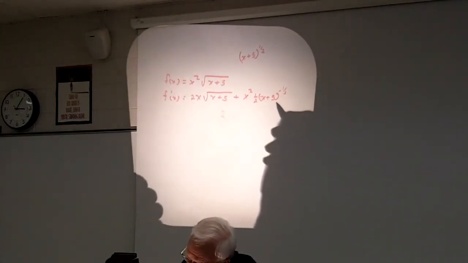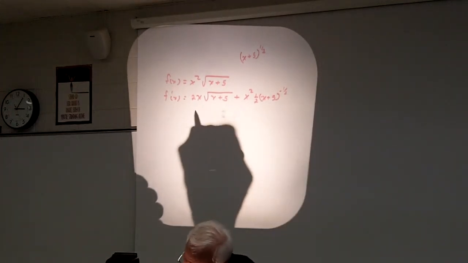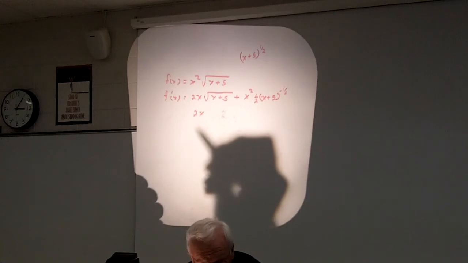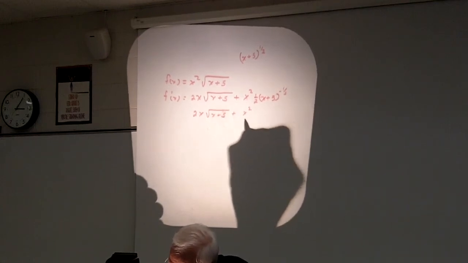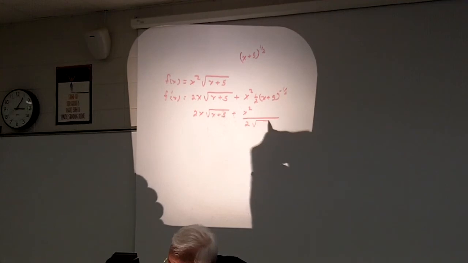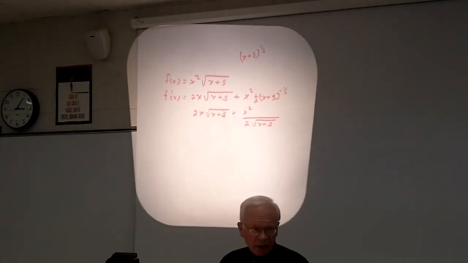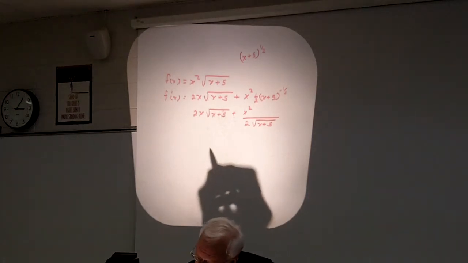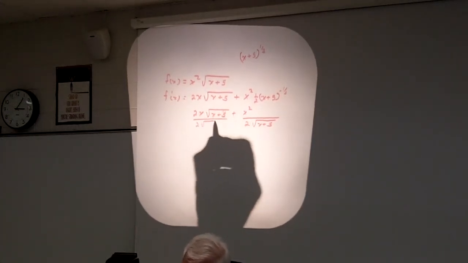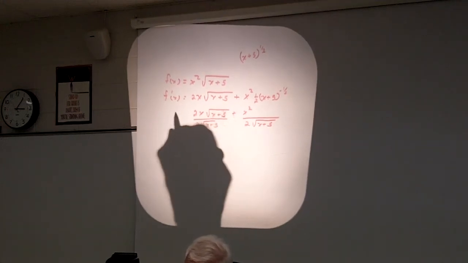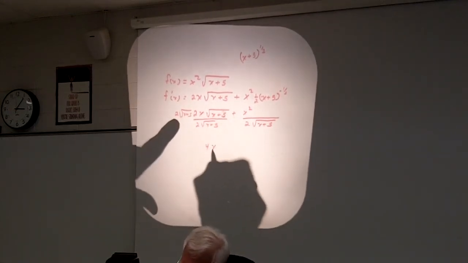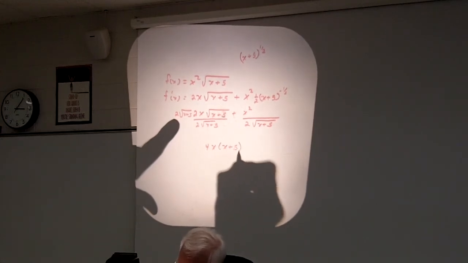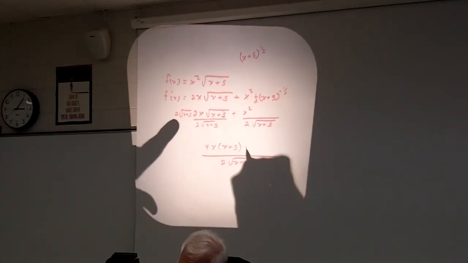Okay? Now this is going to go very much like the one I just did with that x to the 1/3. So we have this here, and this becomes x squared, and there's a 2 down here, and we have a square root of x plus 5 down here. Now I'm going to get a common denominator. The common denominator is going to be 2 times the square root of x plus 5, and this is going to be 2 times the square root of x plus 5. And so this is going to clean up to 4x times x plus 5, all over 2 times the square root of x plus 5, plus x squared.